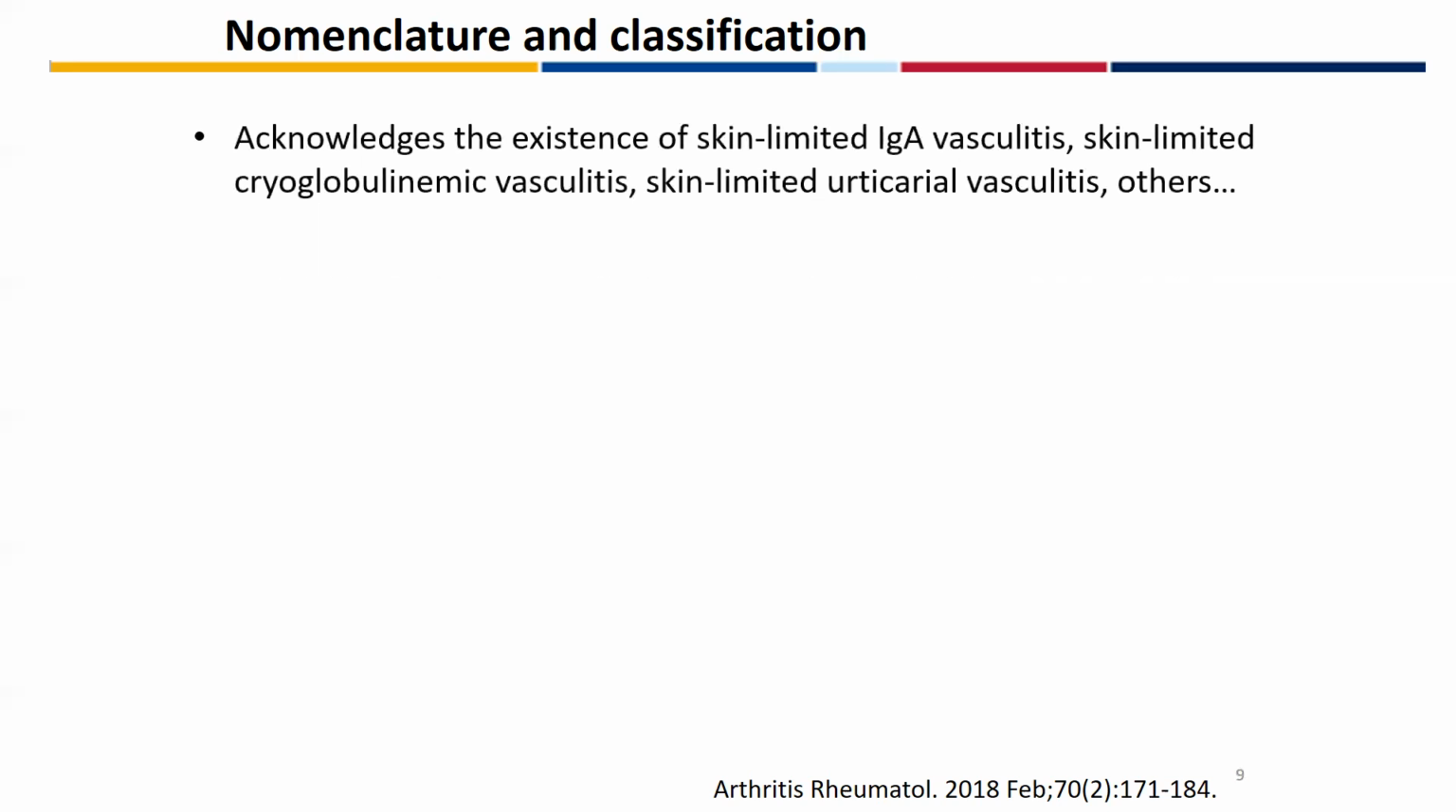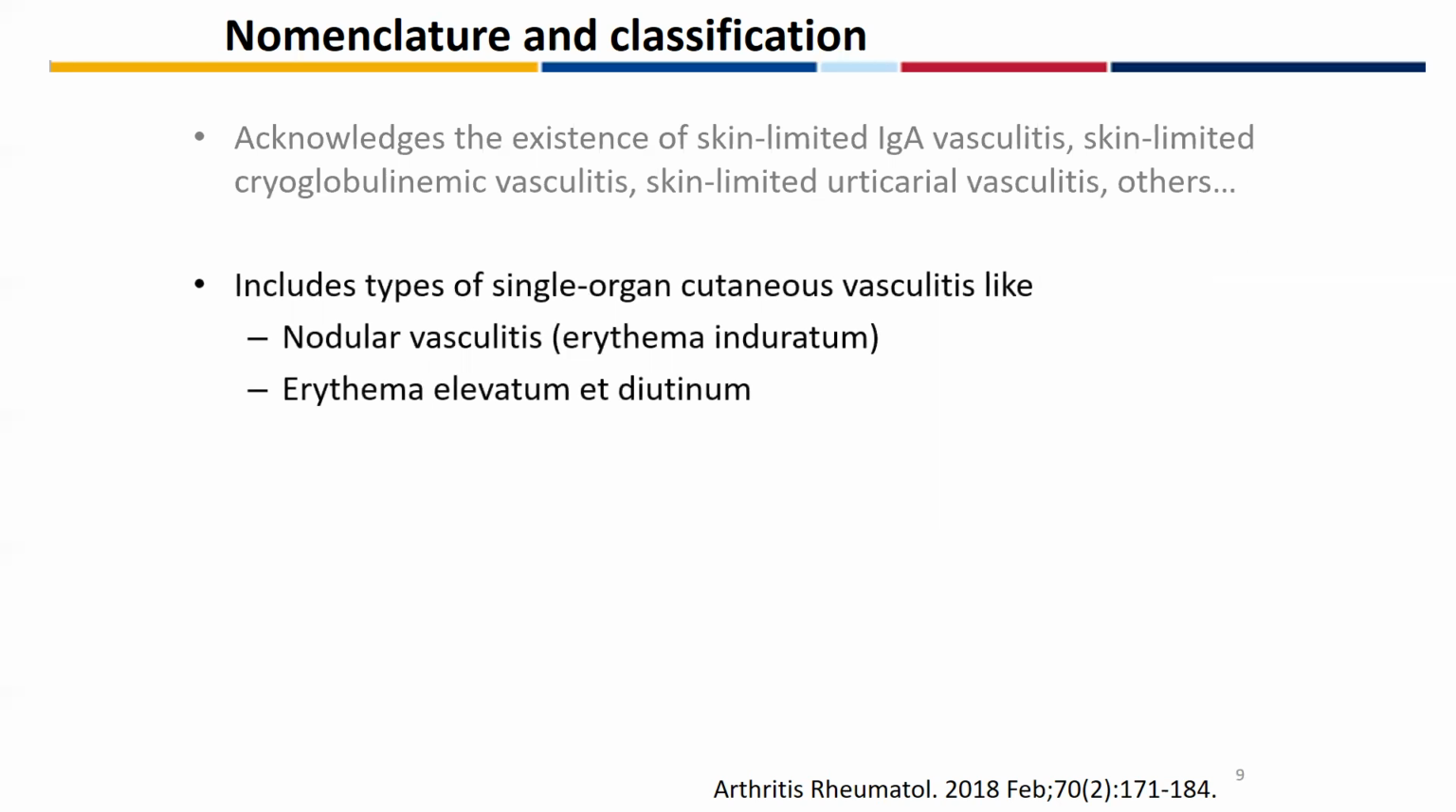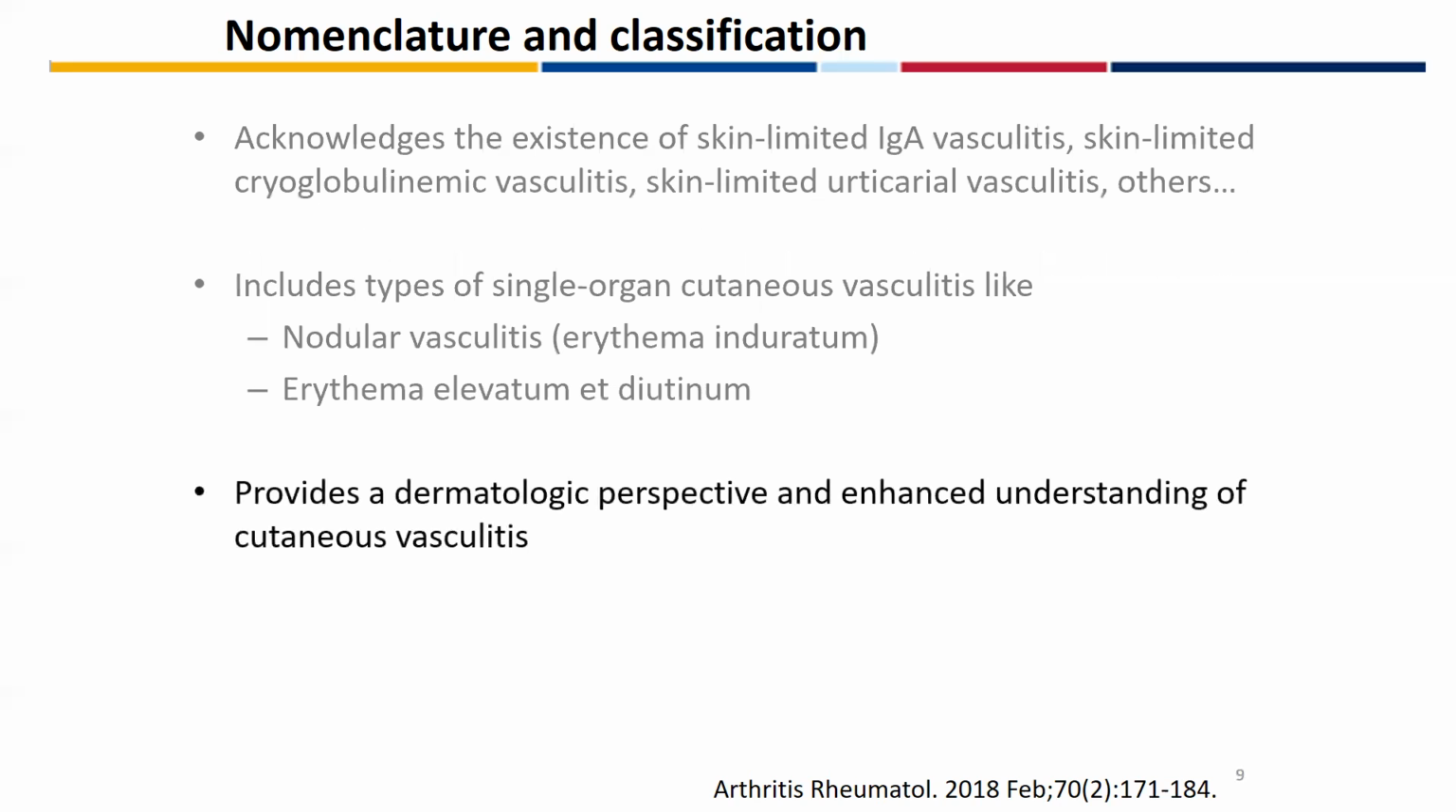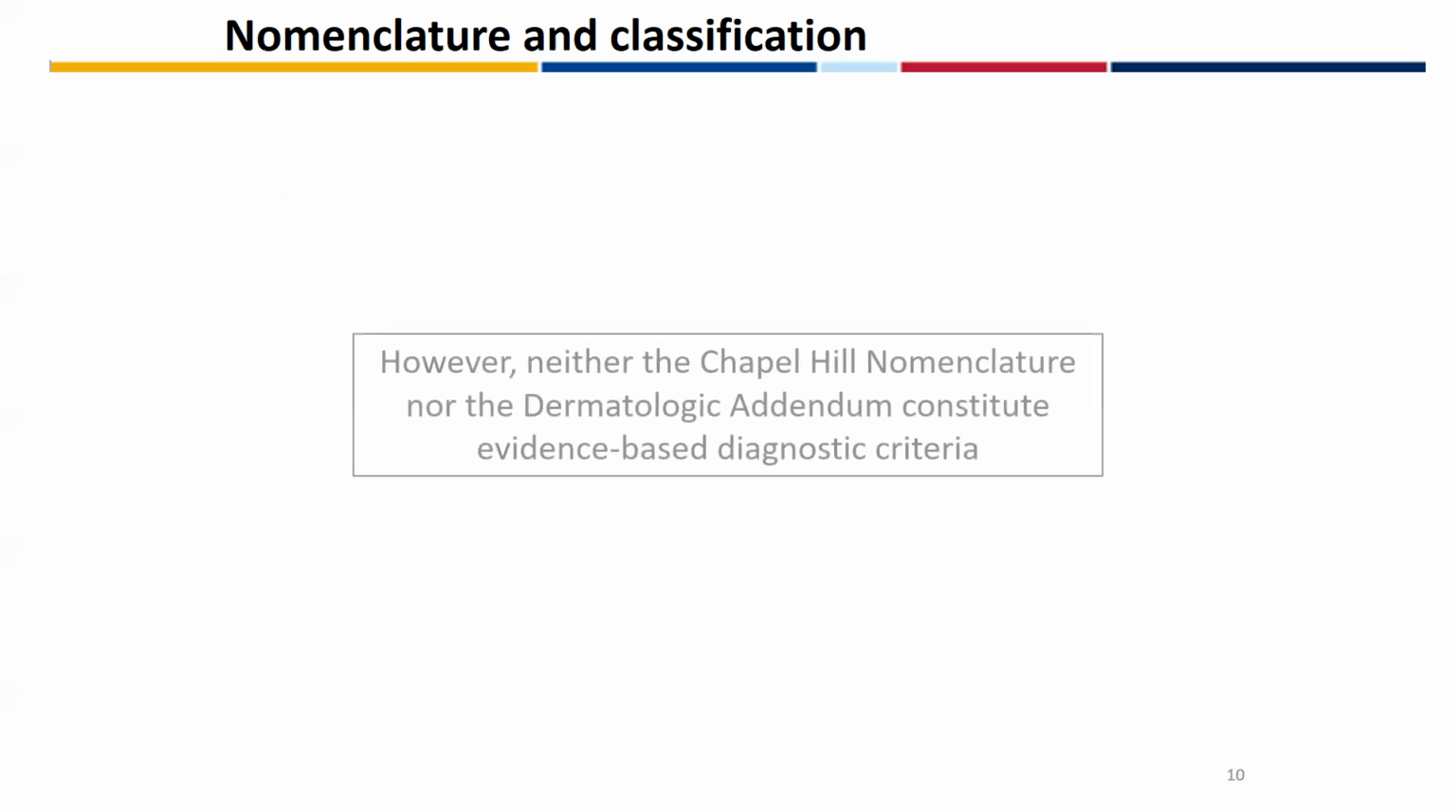So for example, it acknowledges the existence of skin-limited IgA vasculitis or skin-limited cryovasculitis. It includes types of single organ vasculitis like nodular vasculitis or erythema induratum or EED. And it provides a dermatologic perspective as well as an enhanced understanding of cutaneous vasculitis. But what neither Chapel Hill nor the dermatologic addendum do is provide evidence-based diagnostic criteria. These, remember, are just expert-based definitions.